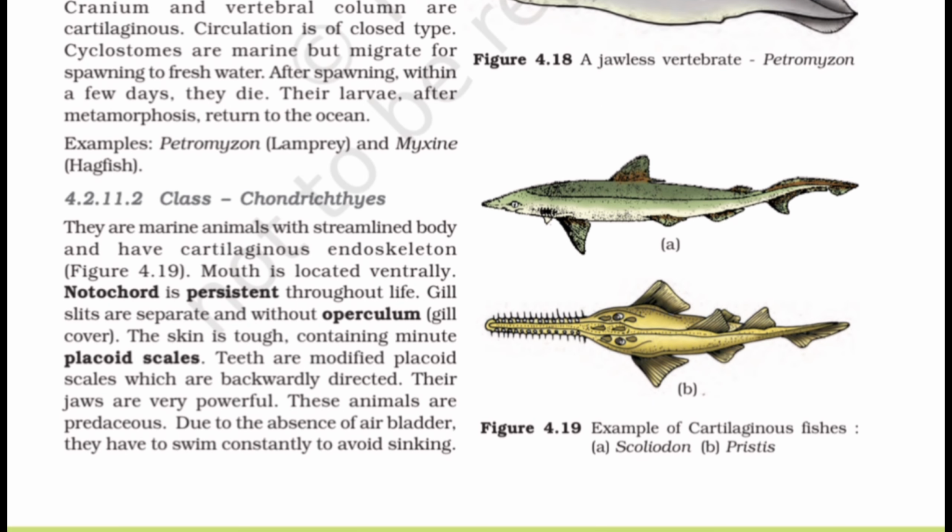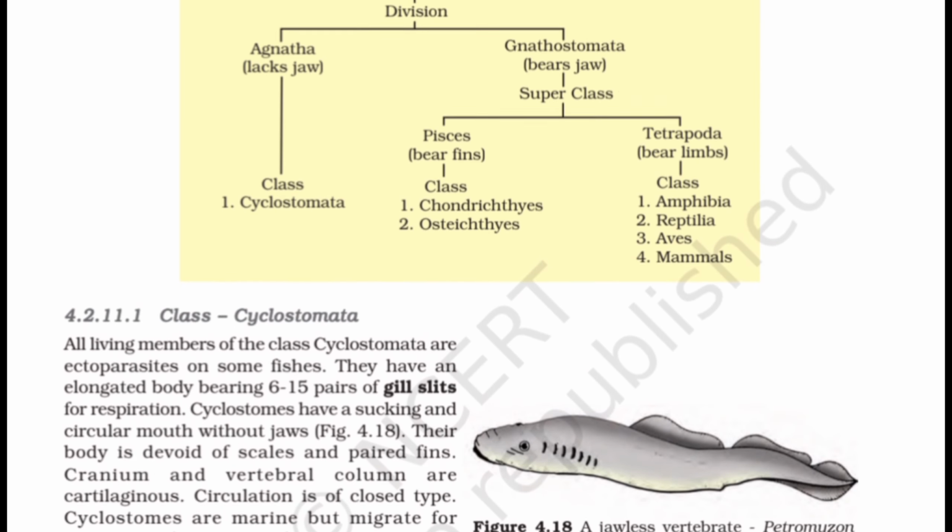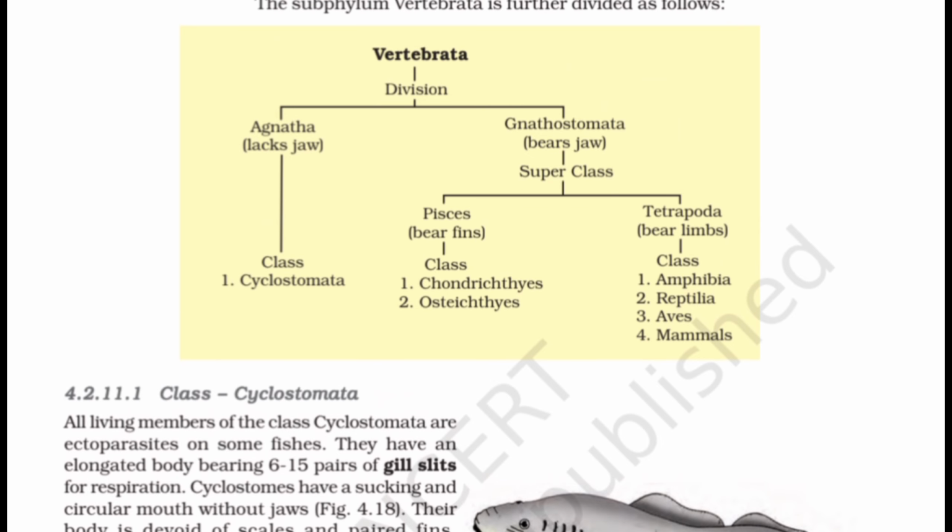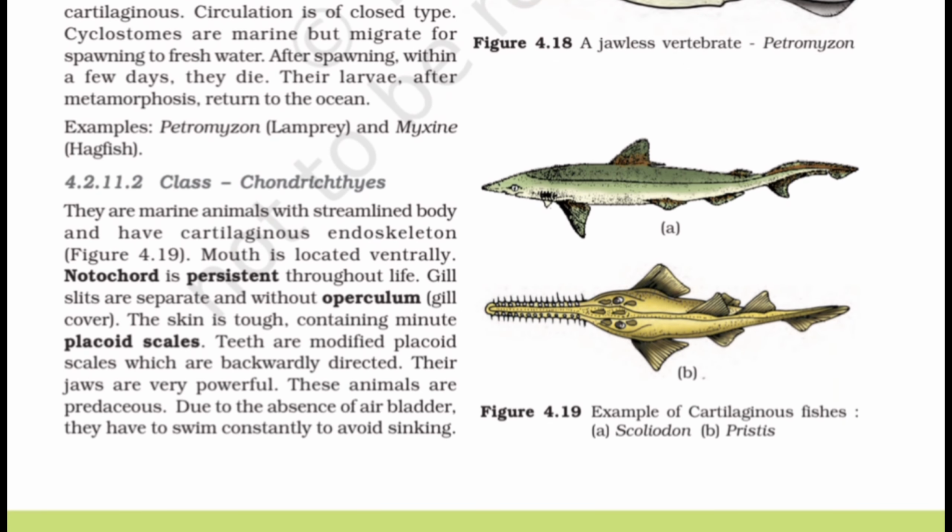Then we can move to Chondrichthyes, which is under the superclass Pisces of the division Gnathostomata, which bears jaws. They are marine animals with a streamlined body and have a cartilaginous endoskeleton, as in figure 4.19, which shows examples of cartilaginous fishes. A is Scoliodon and B is Pristis. The mouth is located ventrally. Notochord is persistent throughout life.